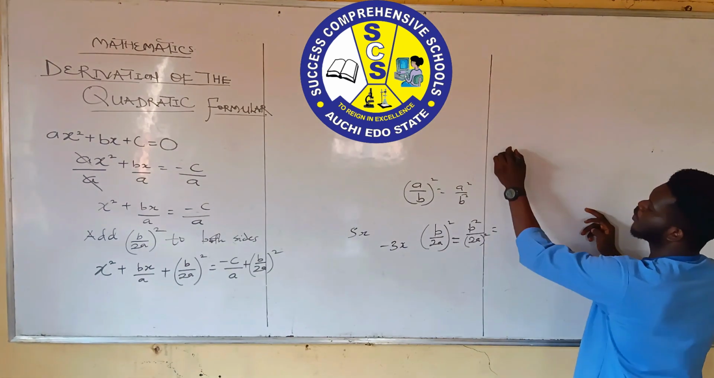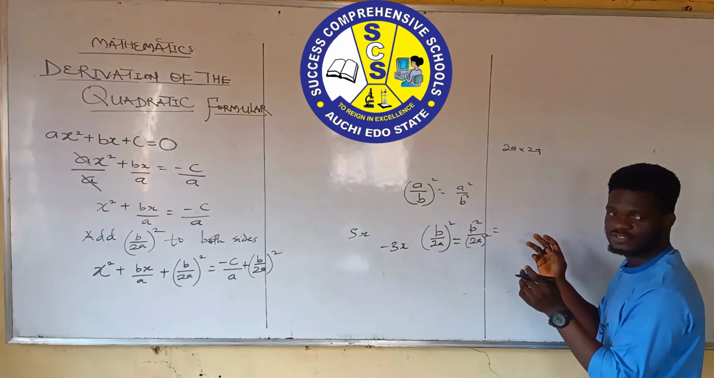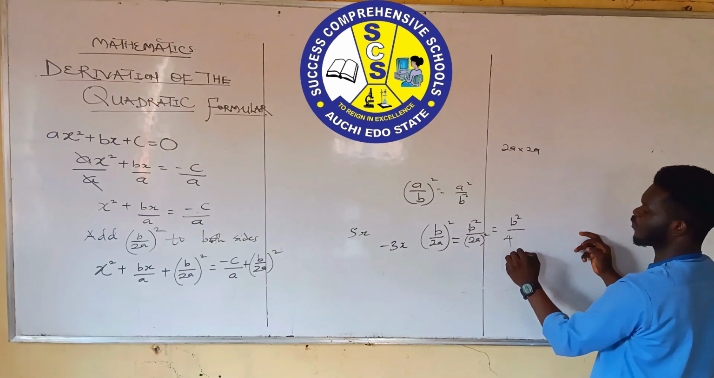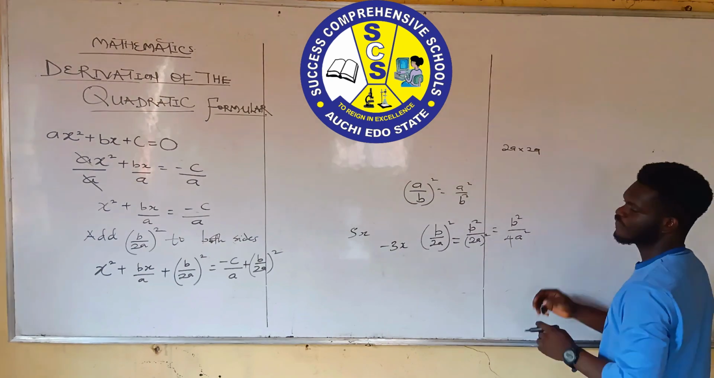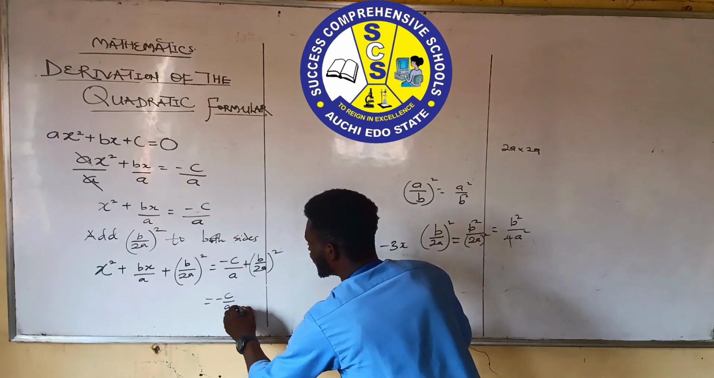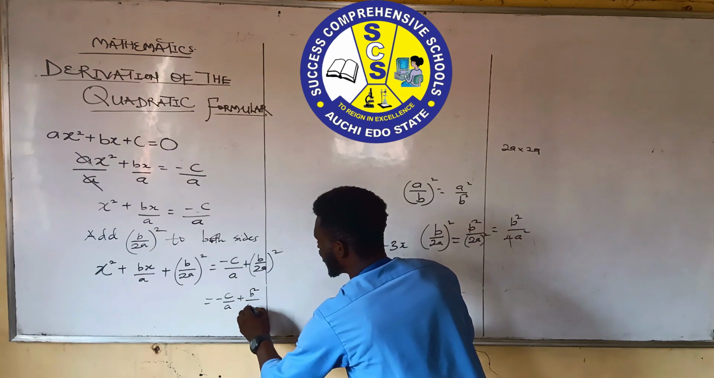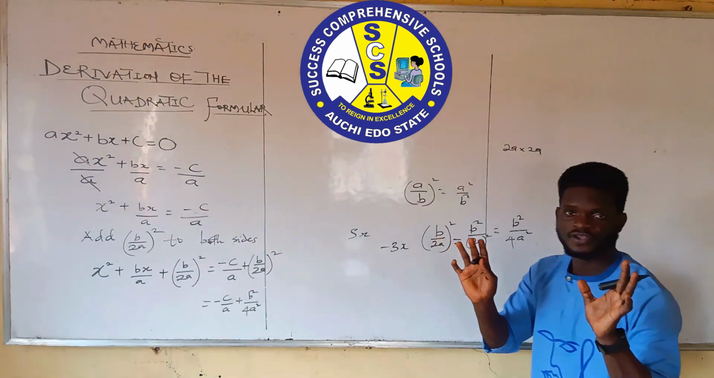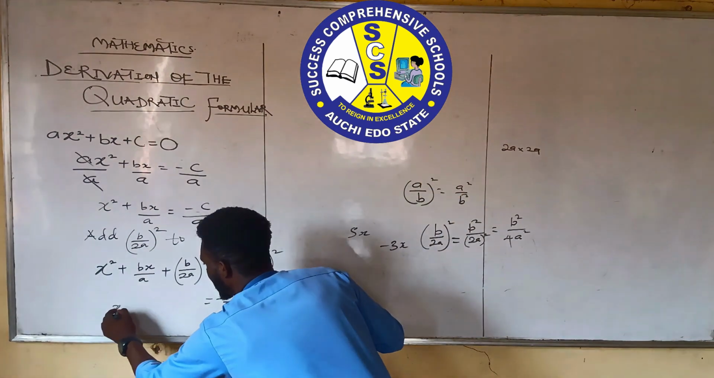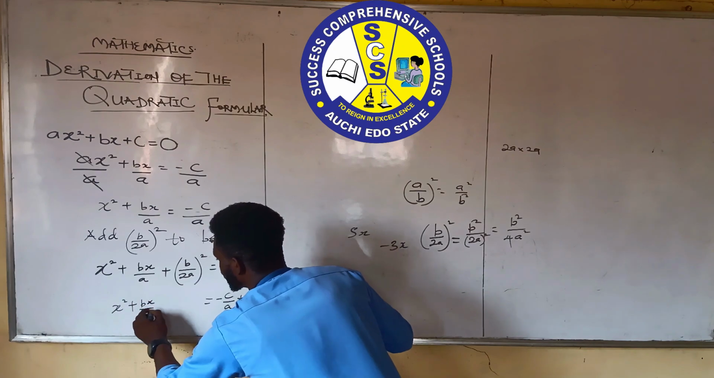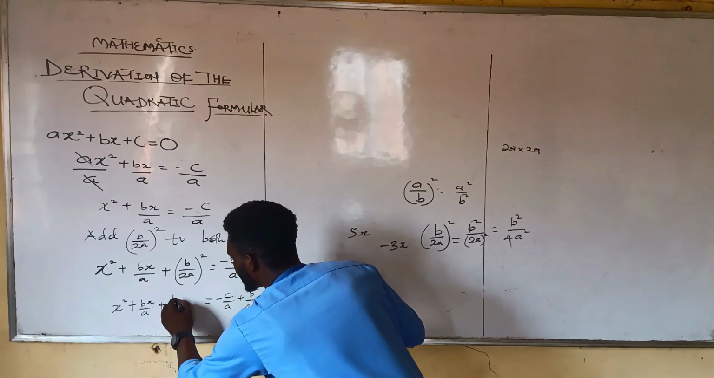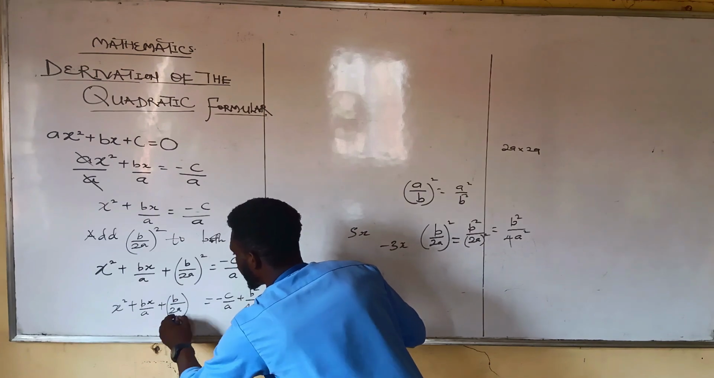Now when we square 2a, what does it mean? It means 2a times 2a, all squared. So when you do that, you have b squared over 2 times 2, which is 4, and a times a, which is a squared. So that's what we're going to have there: minus c over a plus b squared over 4a squared. Very okay. Nothing is wrong yet. I'm still on track. Now on the left, x squared plus bx over a, because I told you, you must solve both sides simultaneously, plus b over 2a all squared.